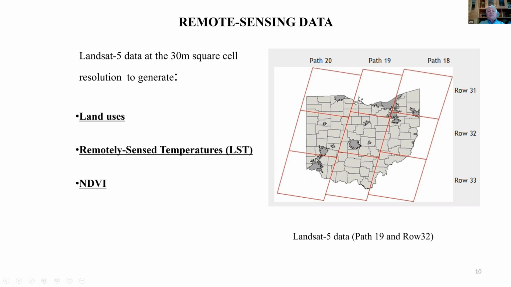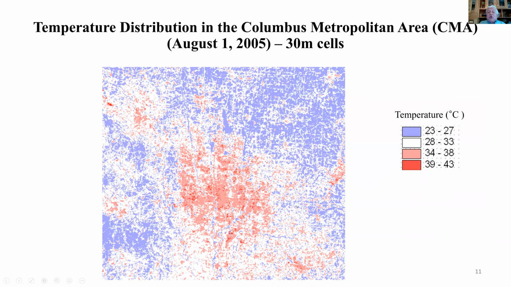Here you can see, it was in 2005, the pattern of surface temperature in Columbus metropolitan area at large. So of course you can see Columbus itself, but you can see satellite cities, Marysville, Delaware, probably Newark, and so on. And you can see the redder, the higher the temperature, the bluer, the lower the temperature. So remember that information is available for every 30-meter square cell that covers the whole area.